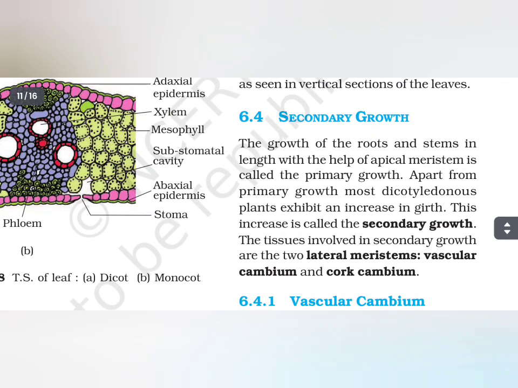Secondary growth. The growth of the roots and stems in length with the help of apical meristem is called the primary growth. Apart from primary growth, most dicotyledonous plants exhibit an increase in girth. This increase is called the secondary growth. The tissues involved in the secondary growth are the two lateral meristems, vascular cambium and the cork cambium.